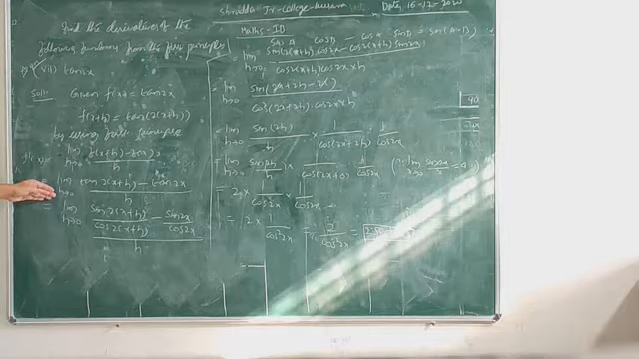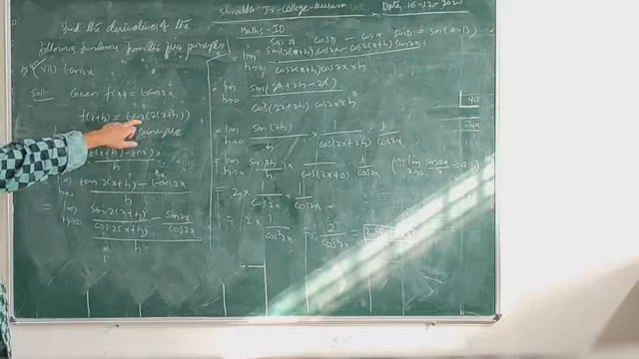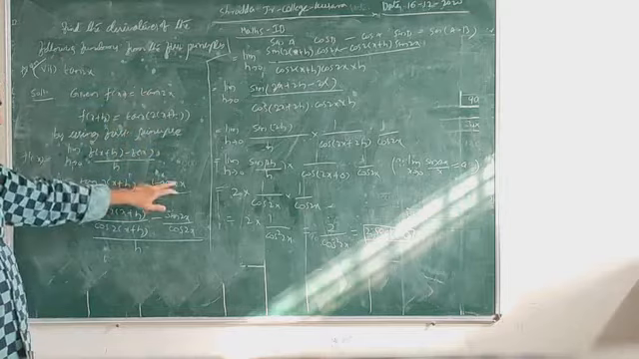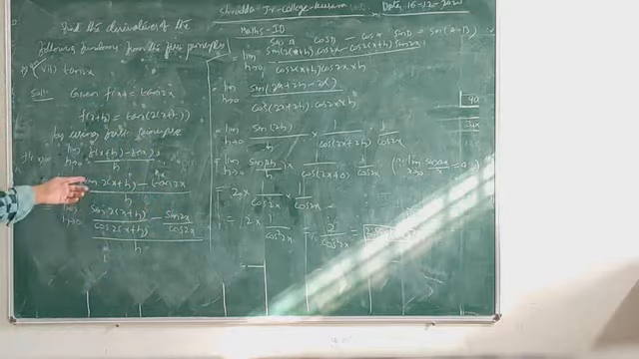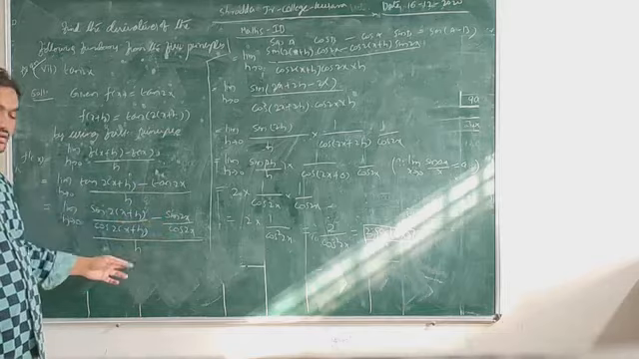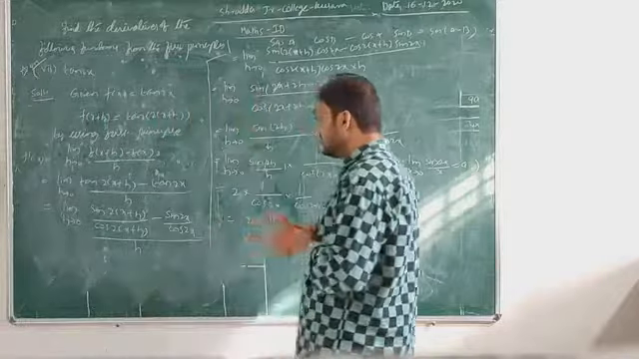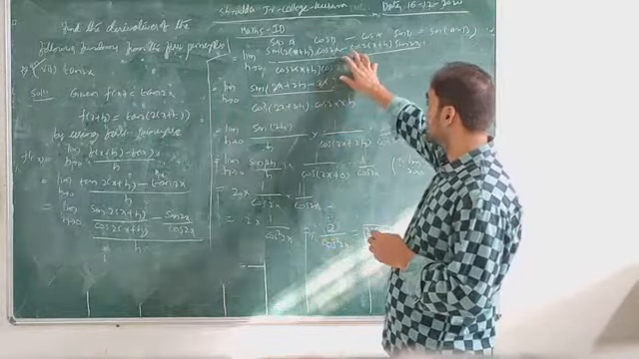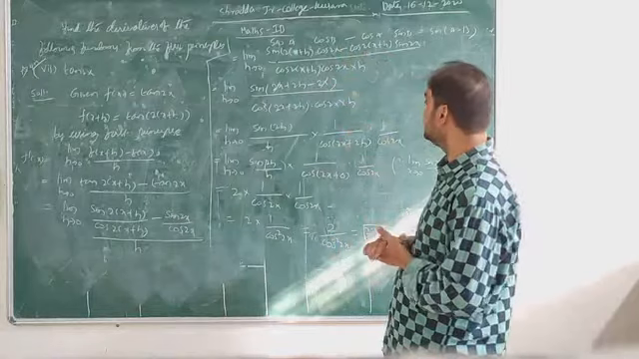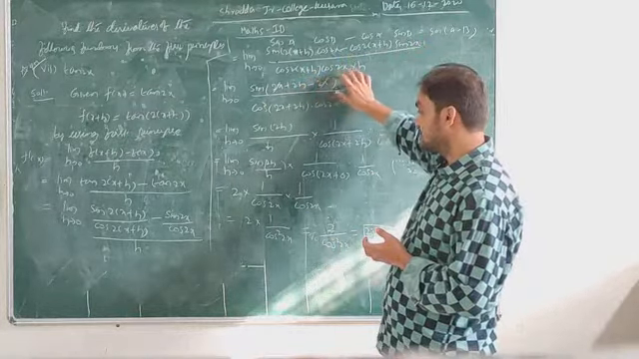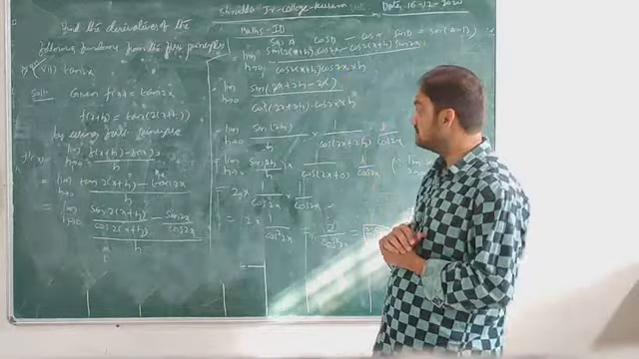Now we have limit h tends to 0. f of x plus h equals tan 2 into x plus h, minus f of x, tan 2x, by h. Tan theta means sin by cos, minus sin by cos, by h. So limit h tends to 0, sin 2 into x plus h cos 2x minus cos 2 into x plus h sin 2x, by cos 2 into x plus h into cos 2x into h.